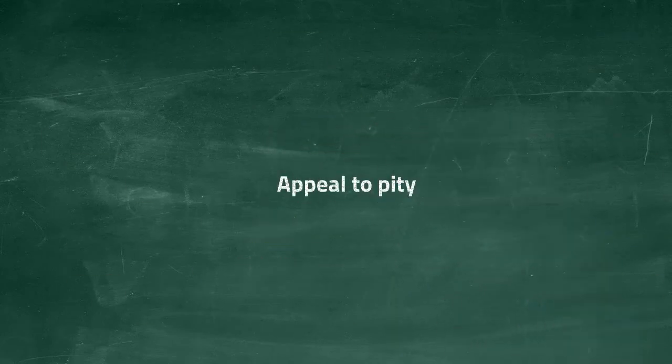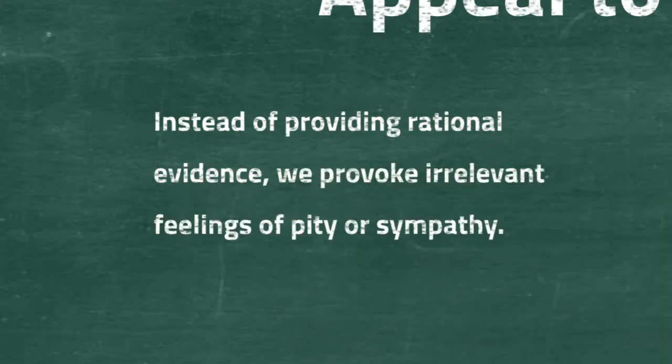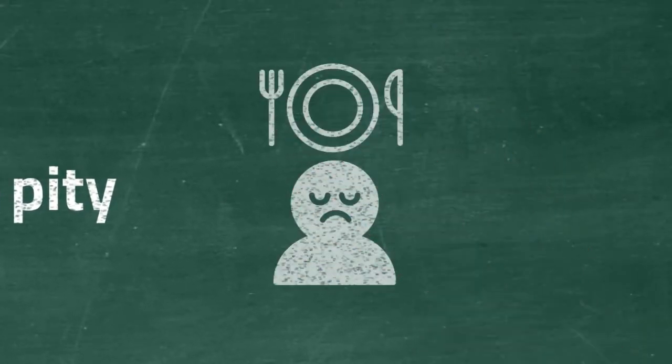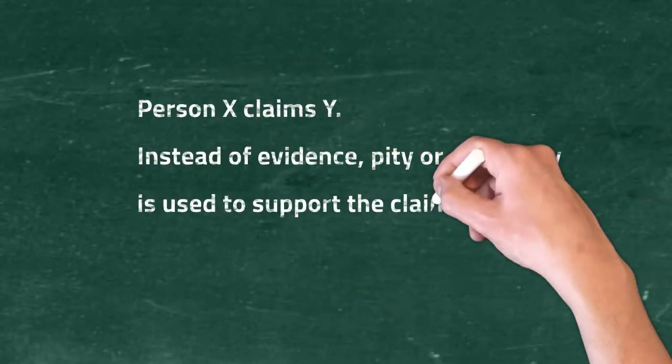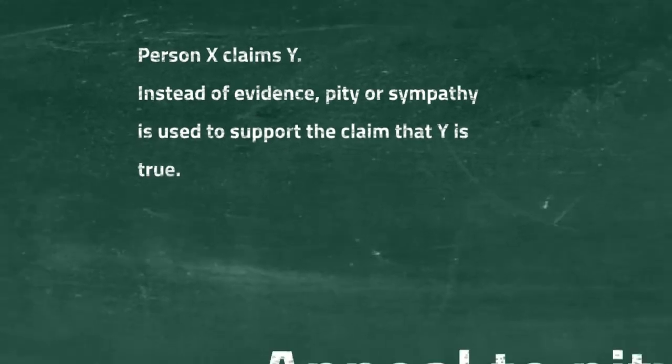Appeal to pity. In order to win an argument, instead of providing rational evidence, we provoke irrelevant feelings of pity or sympathy. For example, you should eat your Brussels sprouts. Think of the starving children. Appeal to pity can take the following form. Person X makes claim Y. Instead of evidence, pity or sympathy is used to support the claim that Y is true.